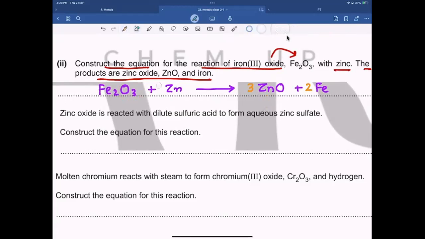So 3 before Zn. Now there are 2 iron atoms over here. There are 2 iron atoms over here. They are balanced. There are 3 atoms of oxygen over here. There are 3 atoms of oxygen over here. This is balanced. There are 3 atoms of zinc over here. There are 3 atoms of zinc over here. This is also balanced. Is this clear? Yes, sir. Okay.